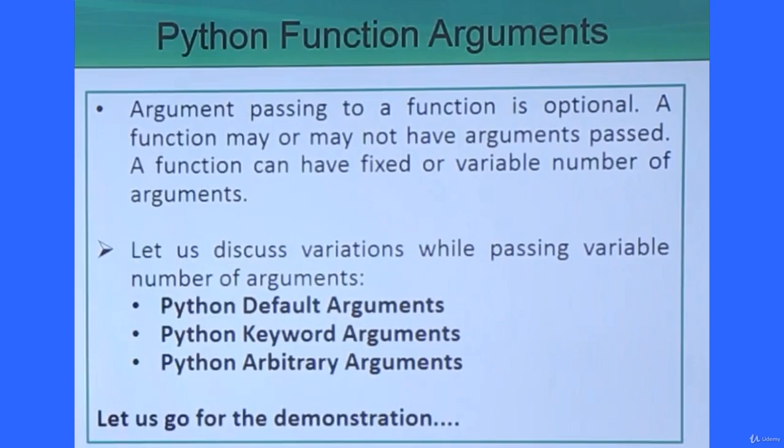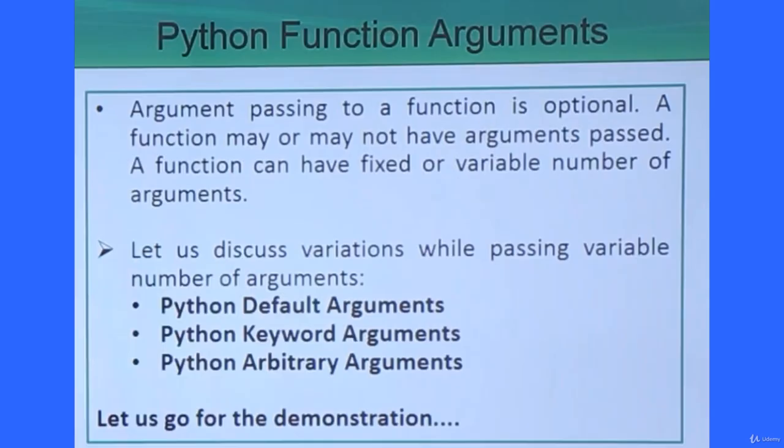In this session, we are going to discuss Python function arguments. We know that passing arguments to a function is optional. We may not pass any argument. We may pass one or more than one arguments. So argument passing to a function is optional. A function may or may not have arguments passed.